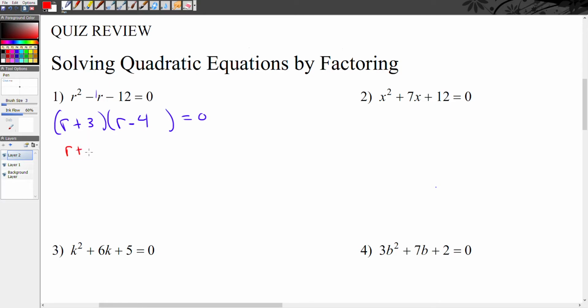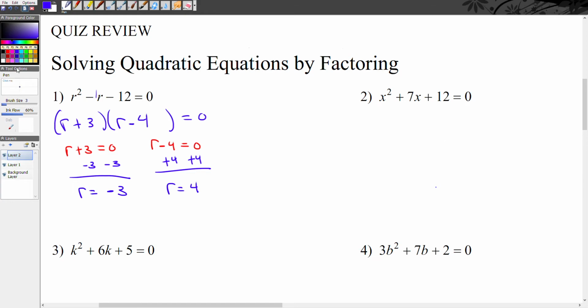So we have r plus 3 equals 0, and r minus 4 equals 0. Then we're going to solve. So I'm going to here subtract 3 from both sides, and I get r equals negative 3. And over here, on this equation, I'm going to add 4 to both sides. So I get r equals positive 4.